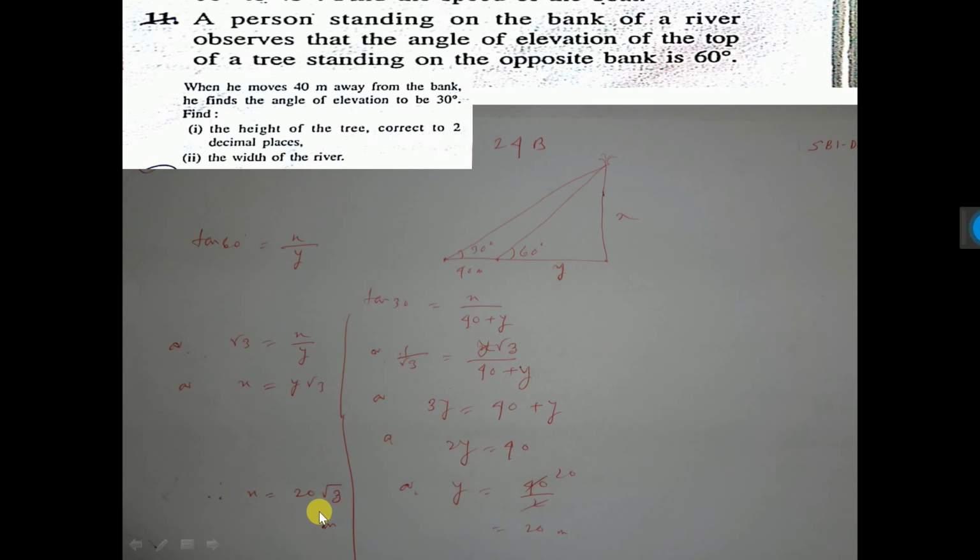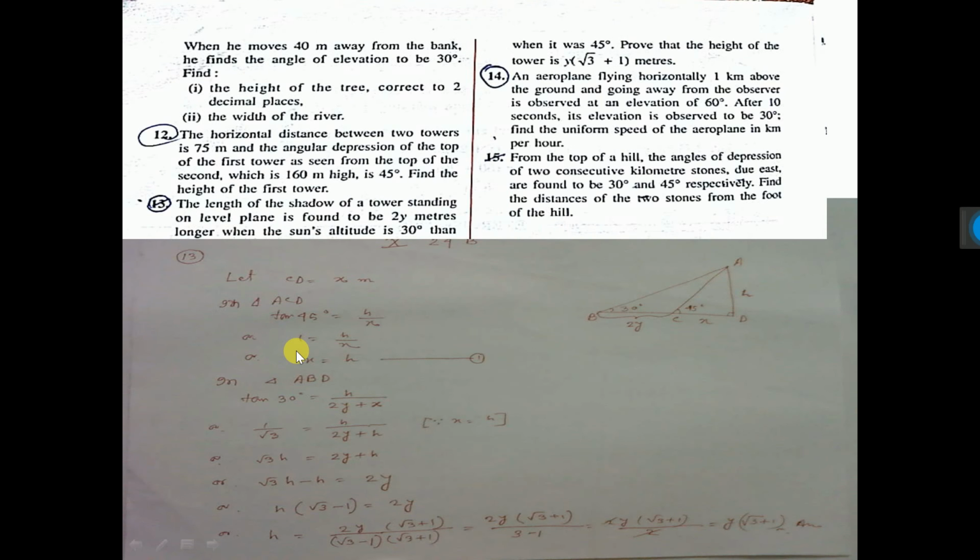Now in the question it is told to convert into decimal and correct to 2 decimal places. So here you have to put the value of root 3. Root 3 is 1.732. Put here and multiply and correct up to 2 decimal places. That is the answer. Then sum number 13.